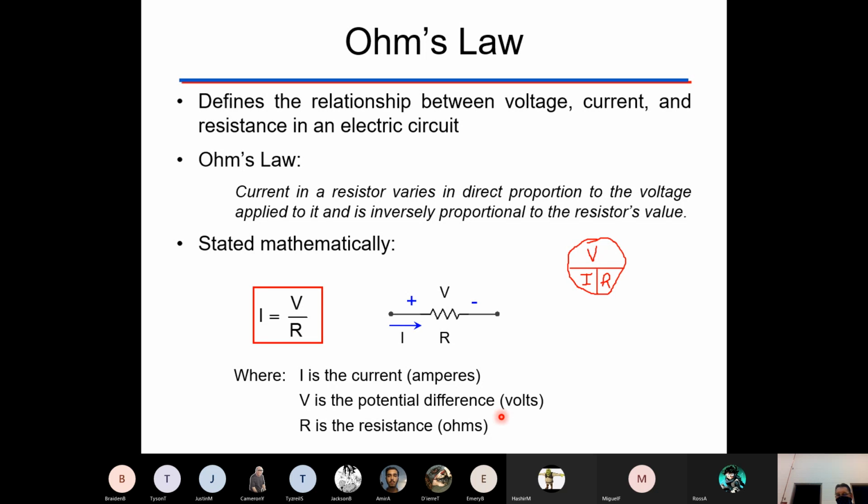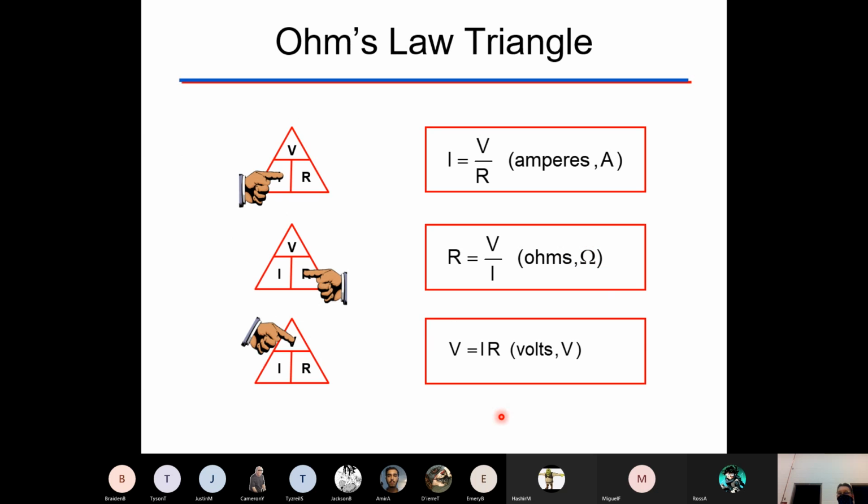All right, I'm going to move forward now. Okay, so here's the Ohm's law triangle, which is what I just drew. That circle, they just use a triangle instead of a circle, but it's the same thing. And then basically all you're doing is solving for each letter.